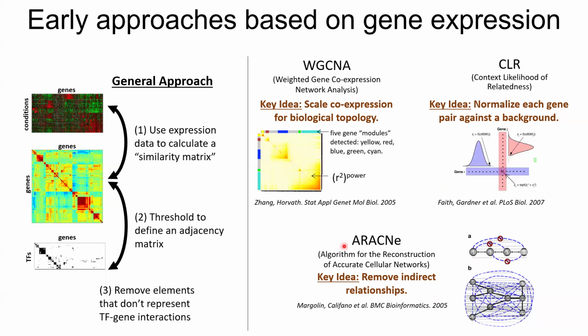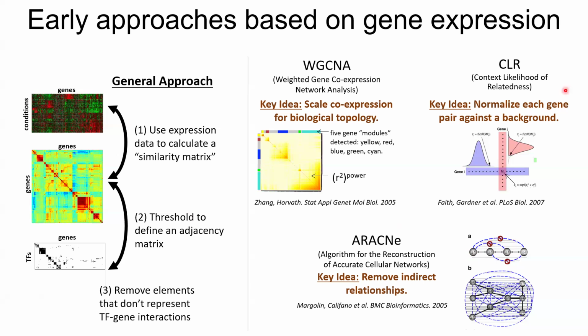So ARACNE, which was probably next developed, stands for the Algorithm for Reconstruction of Accurate Cellular Networks. The key idea of ARACNE was to remove indirect interactions. It's based on the concept of mutual information. Basically, the idea is if gene 1 has a high level of correlation with gene 2, or mutual interaction, and gene 2 has a high level correlation with gene 3, and gene 3 and gene 1 also have a high level of correlation, then one of these three is probably an indirect interaction. And it used the triangle inequality to basically remove indirect interactions. Now, the problem with this approach is it removes all loops in the network, but the strength of the approach is it did get rid of many indirect interactions.